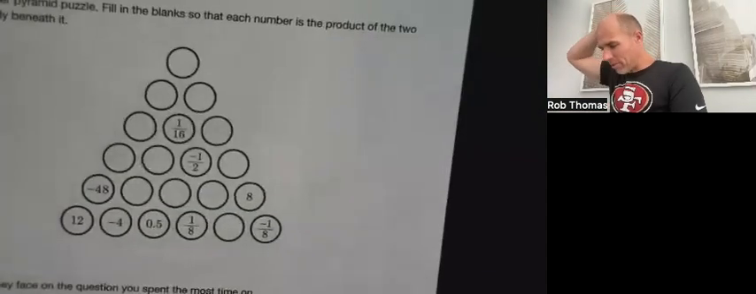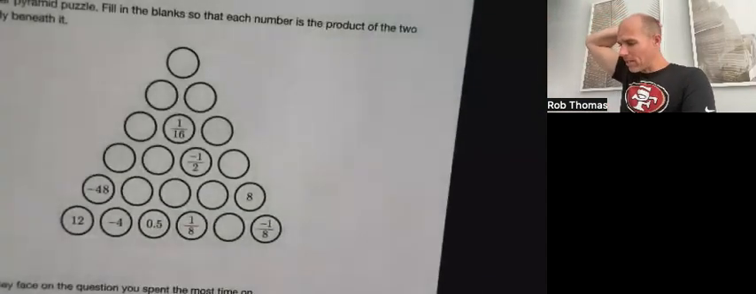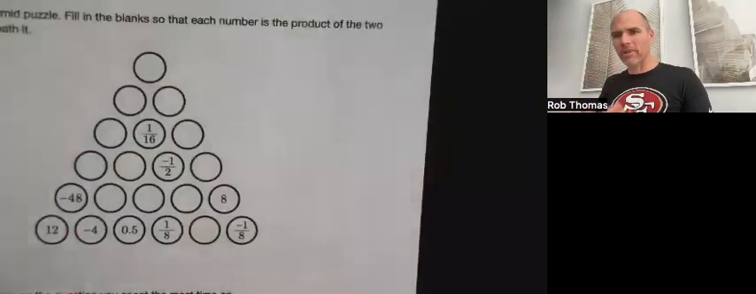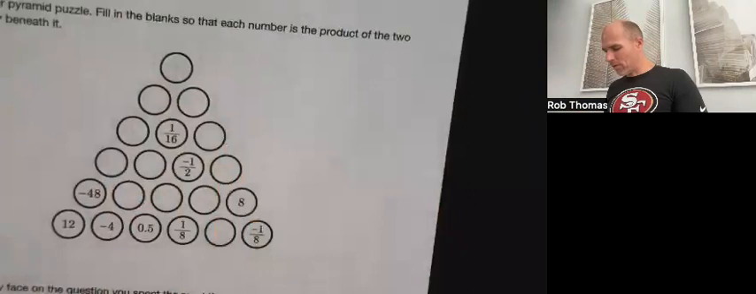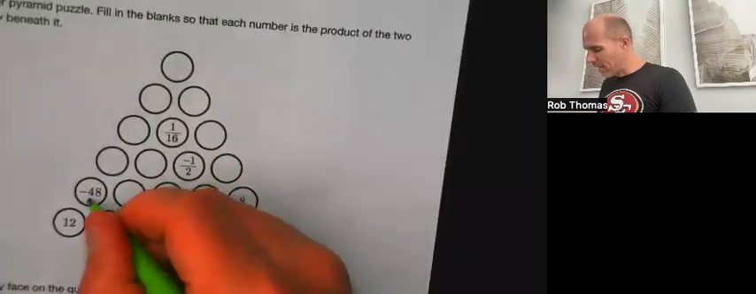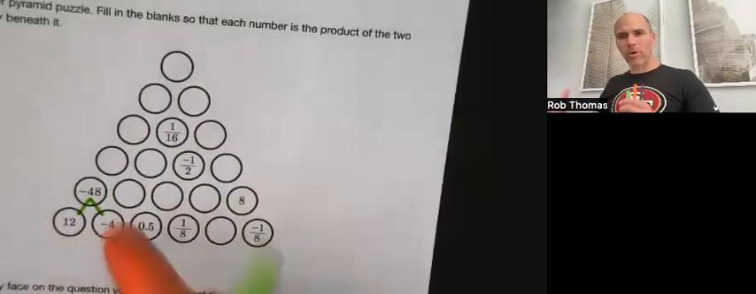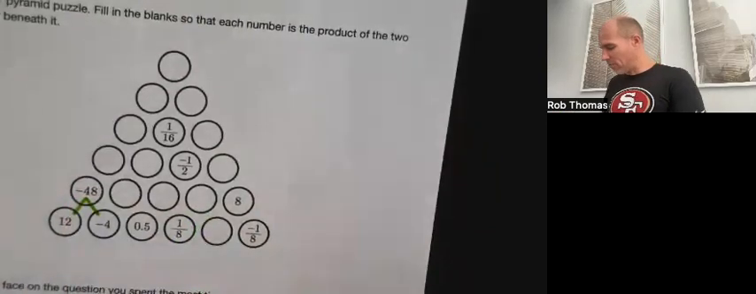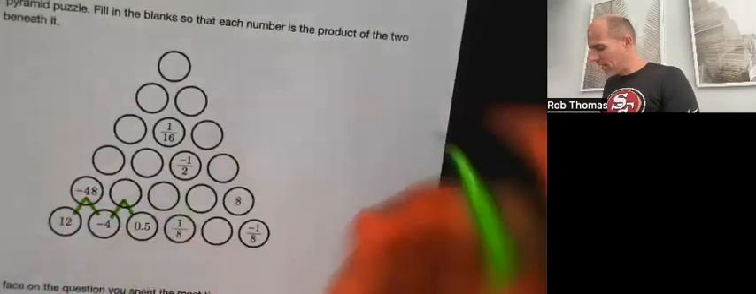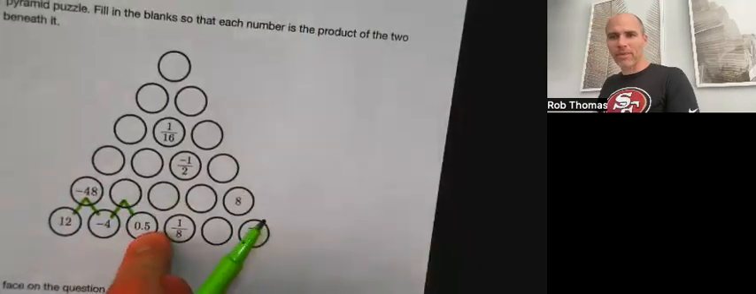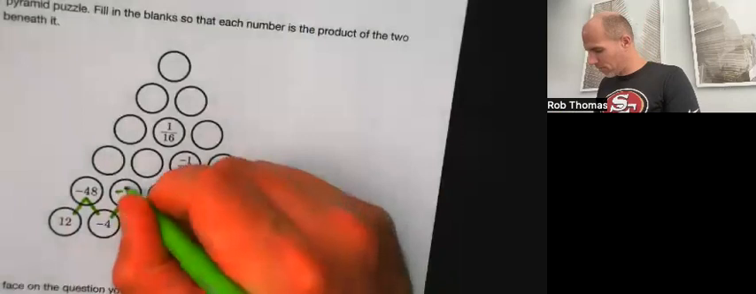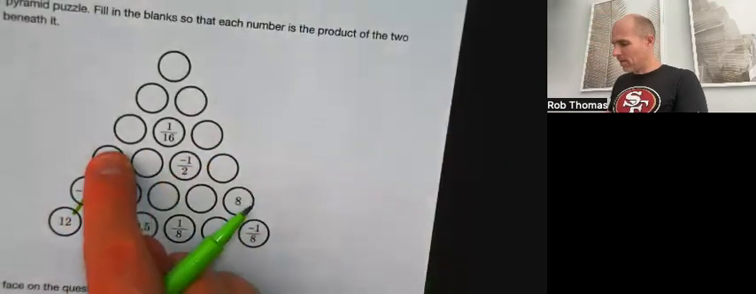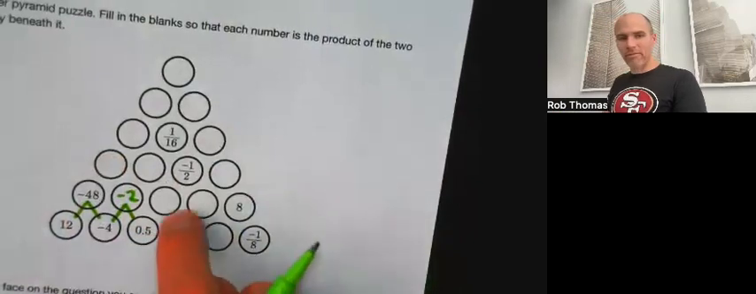Here is a number pyramid puzzle. Fill in the blanks so that each number is the product of the 2 numbers directly beneath it. Okay, so this is similar to the Explorer from the previous assignment. So whatever is here came from the 2 numbers below it multiplied. 12 times negative 4 is negative 48. And so you could figure out this one here. Negative 4 times a half is negative 2. All right, now you got both of these numbers, so you could figure out this one. And you got both of these numbers, so you could figure out this one.